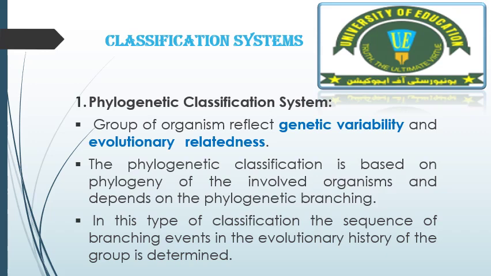You must know about the phylogenetic tree. A phylogenetic tree shows the relationship of different individuals with each other and their ancestors. So the tree makes a branching pattern. That's why we say phylogenetic branching. In this type of classification, the sequence of branching events in the evolutionary history of the group is determined.